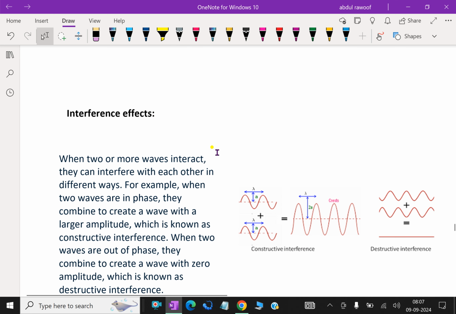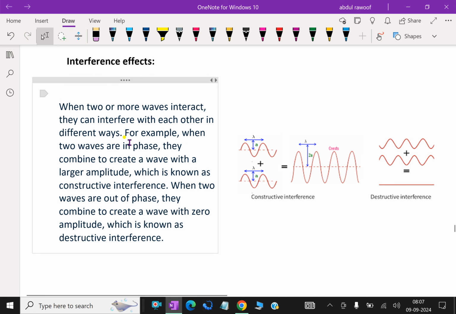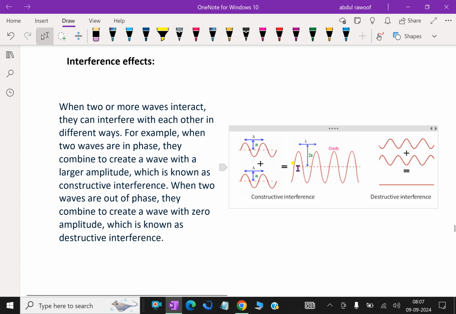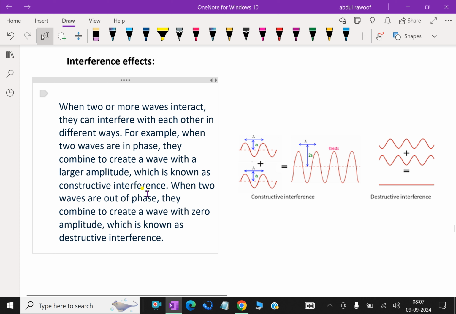Next, what is interference effect? When two or more waves interact, they can interfere with each other in different ways. For example, when two waves are in phase, they combine to create a wave with a larger amplitude, which is known as constructive interference. When two waves are out of phase, they combine to create a wave with zero amplitude, which is known as destructive interference.